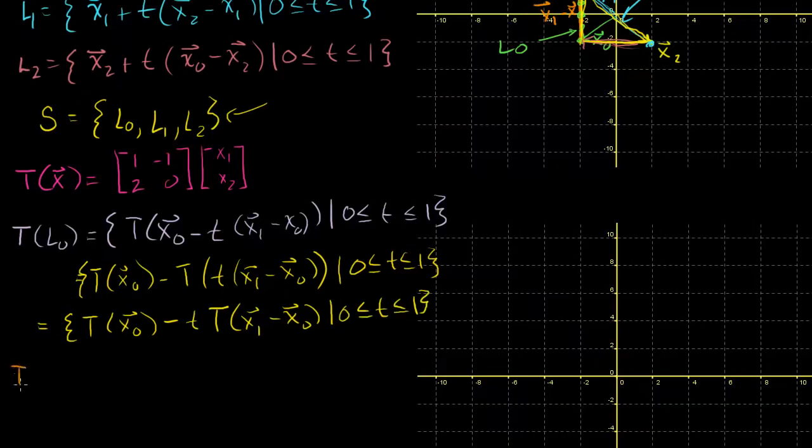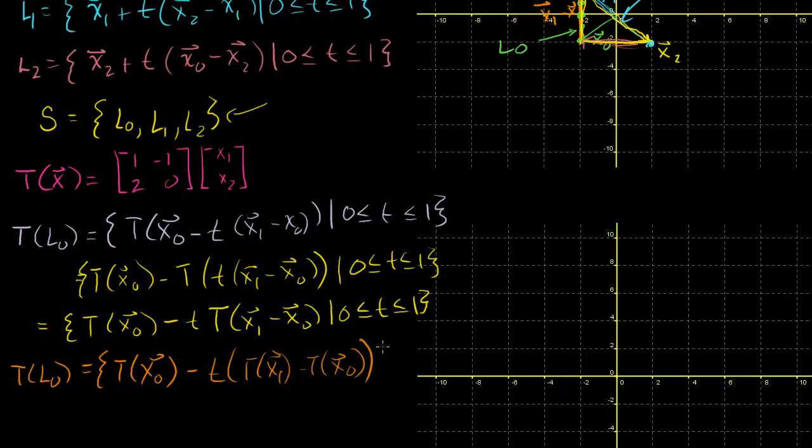So our transformation of our first line, this one right here, L naught, is equal to the set where it's the transformation of x naught minus t times the transformation of x1 minus the transformation of x naught. And we've just done our first line so far. For 0 is less than t is less than or equal to 1. Now this is a pretty neat result, and it's going to simplify our lives a lot.